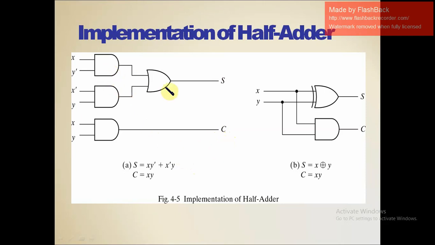Here we get the equation for the sum, that is x y-bar, y inversion, plus x inversion y, that is the sum. For carry, it is x into y. The sum is the XOR gate, hence we take x XOR y, and C is directly connected to an AND gate, hence x and y.